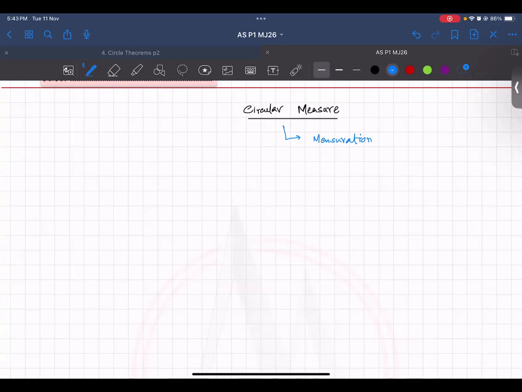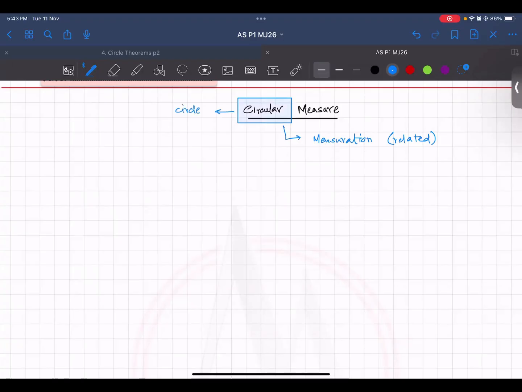Circular measure is more about the 2D figures, all about the circles, arcs, the quadrants, and circumference, and arc length, and sector, segment, all of these things. Find the area and perimeter, and all of these things are included in circular measure and related to mensuration. The majority part, the most important thing in this would definitely be related to circles.